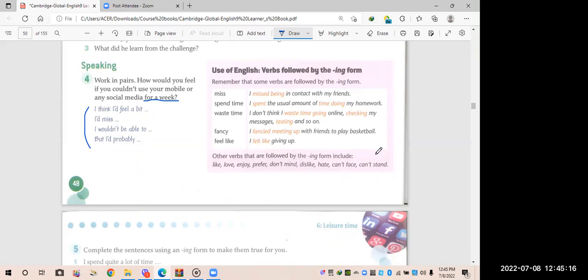So I think I will feel a bit like I'm missing something. Whenever I go out, I always grab my phone. So I will feel a bit like I'm missing something. And also I wouldn't be able to play games and record my piano things. It will be so difficult for me because I check every social media like every 5 minutes.